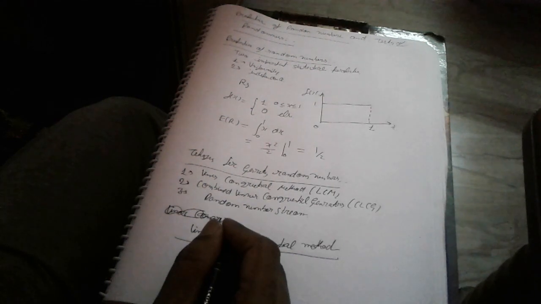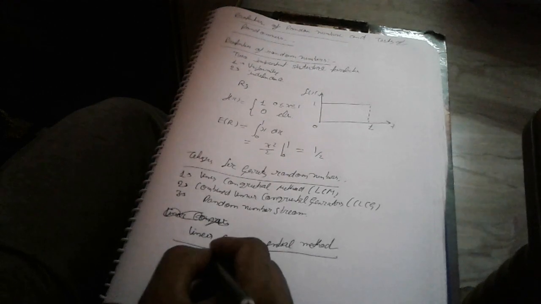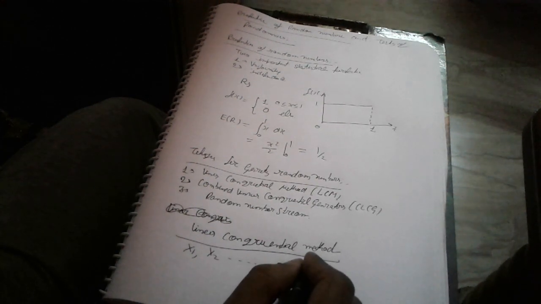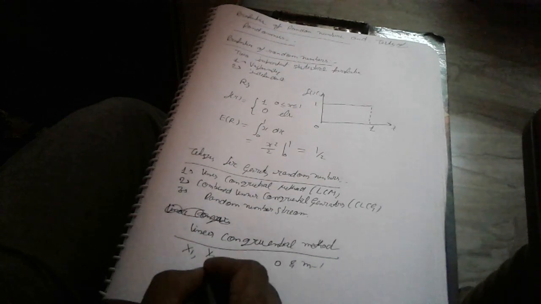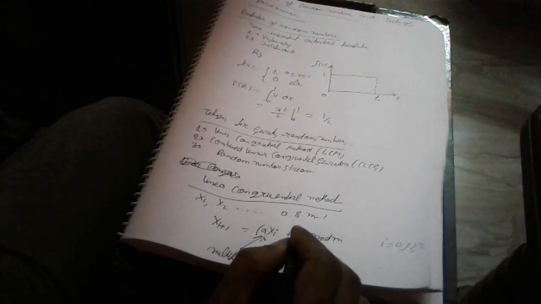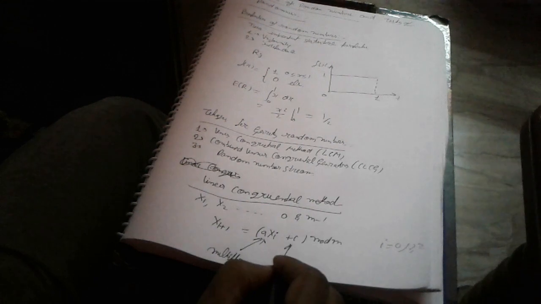Produce a sequence of integers X1, X2 between 0 and m minus 1 by following the recursive relationship: X(i+1) = (aXi + c) mod m, i = 0, 1, 2, etc. Here a is the multiplier, c is the increment, and m is the modulus.